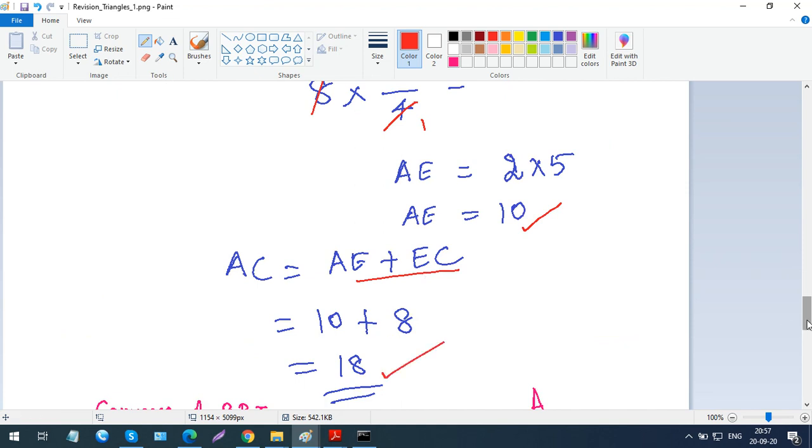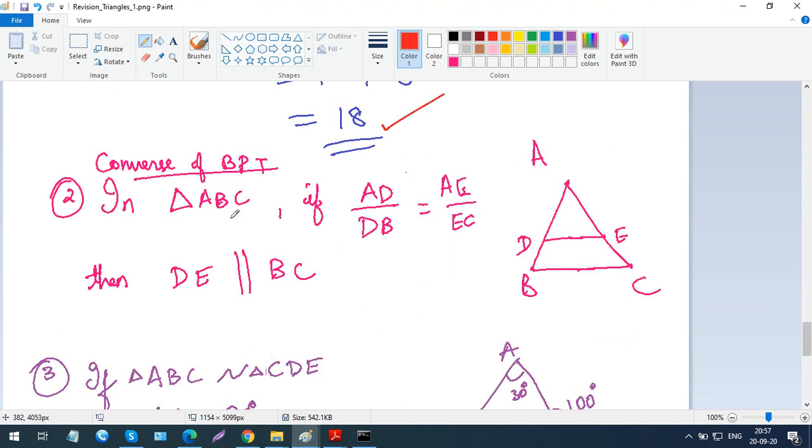Now converse of BPT. Converse of BPT is the reverse thing. Like, if you have a triangle where AD over DB, this over this is equal to AE over EC, then these two lines are parallel, okay? So here this is the condition given to you, and if these two are equal, then the side DE is parallel to BC, okay?